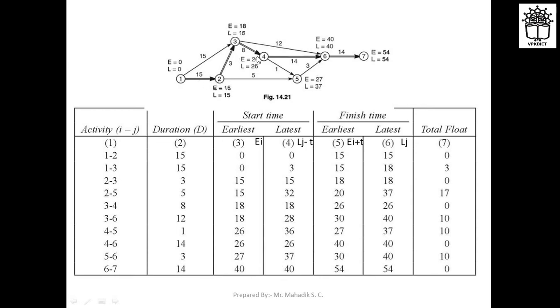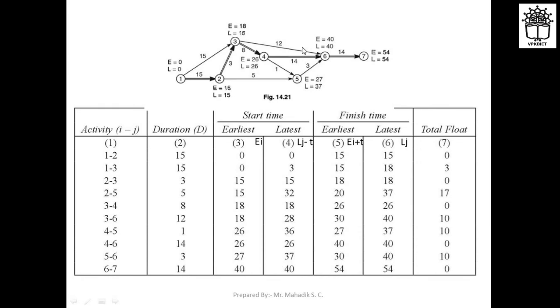Then 1 2 3 6 7 will be another, that is third. 1 2 4 5 6 7, that is fourth one, right? Then 1 2 5 6 7, that is a fifth one, right? So more than 4, 5 paths are there, right?